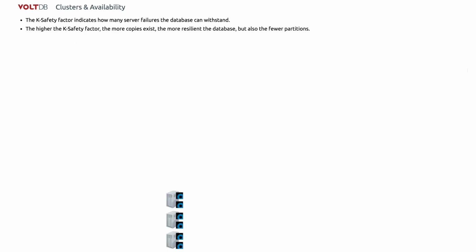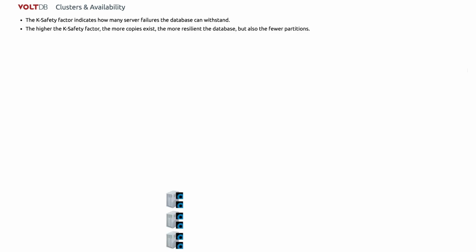You can also use multiple servers to replicate partitions to increase availability. Replicating partitions is known as K-safety. With K-safety, one partition runs on multiple sites for redundancy. The K-safety factor indicates how many server failures the database can withstand. The higher the K-safety factor, the more copies exist, the more resilient the database, but also the fewer partitions.